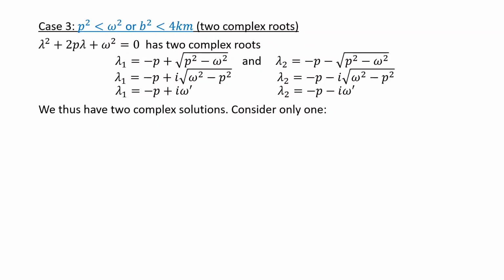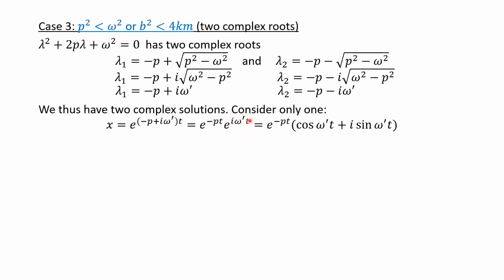Find them even though we've only gotten two complex solutions at this stage. Let's consider e to the lambda 1 t, so e to the minus p plus i omega prime t. So the complex exponential function, which is quite an extraordinary function. Normal exponent laws tell me I get e to the minus pt, and then e to the other term.